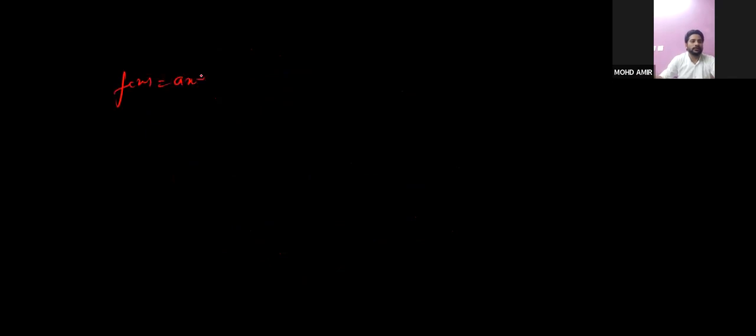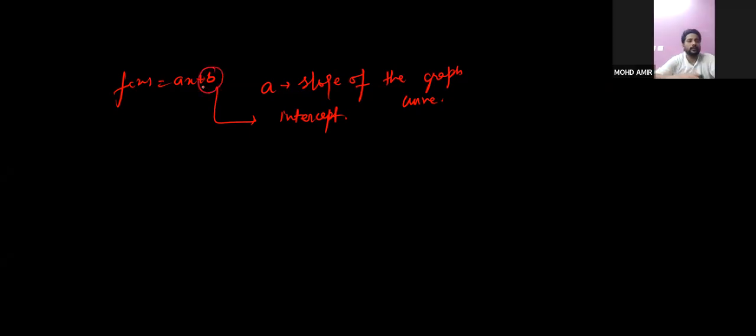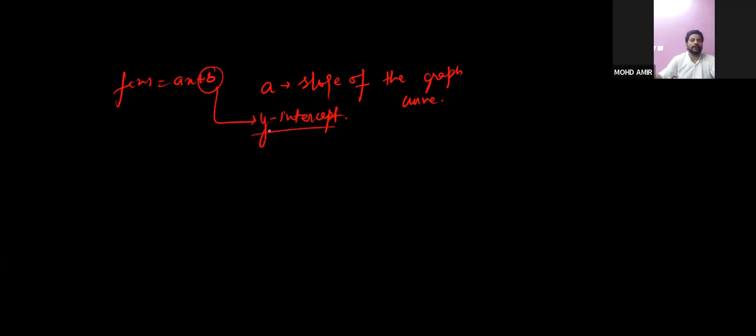So here f of x is equal to ax plus b. Now here a is the slope of the graph, or we can say of the curve, and b is the intercept. Do you know what intercepts are? Where the graph cuts the x-axis and y-axis. So which one is it, y-intercept or x-intercept? Y-intercept. Good. So it is basically the y-intercept.